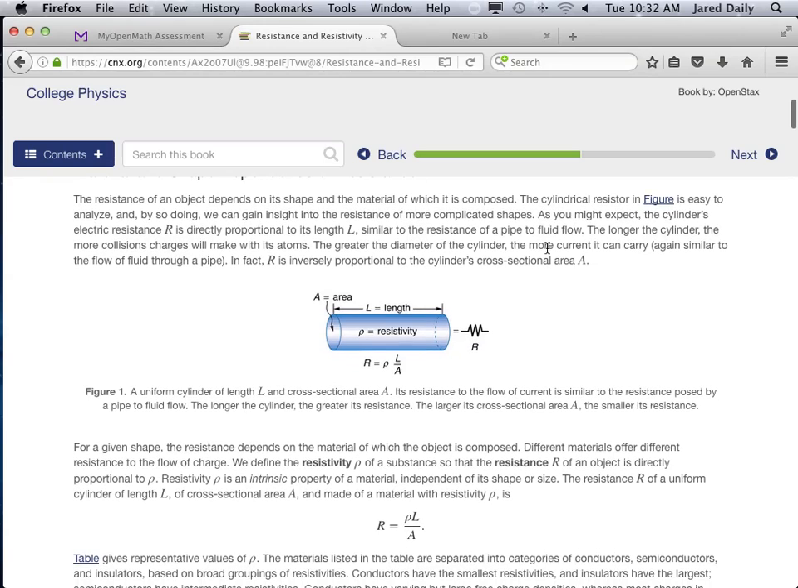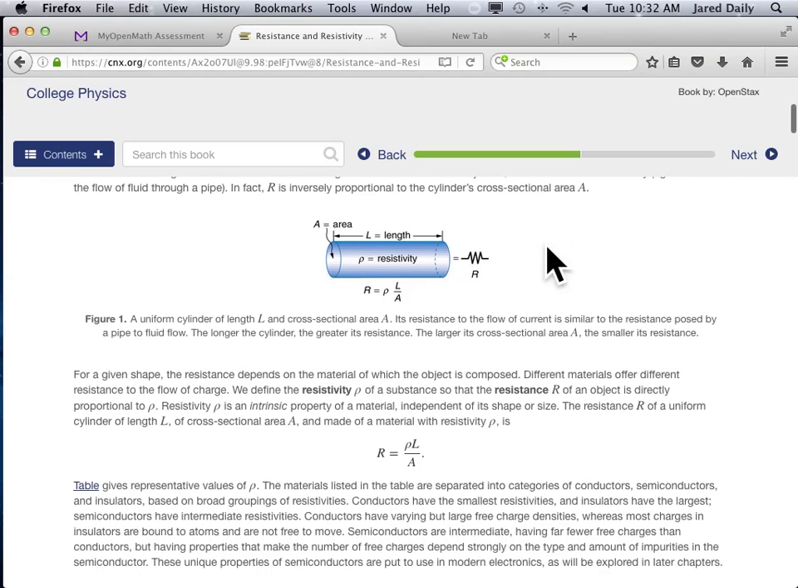Resistance and resistivity. So, how do you determine the resistance of something? It has to do with its material, first of all, what it's made of. But it also has to do with how much of that material you're going through. And it's kind of like a pipe, back to our fluid analogy. If you have a tighter, smaller cross-section pipe, it's harder for water to flow through it, or anything to flow through it. If it's a bigger around pipe, more things can flow through.